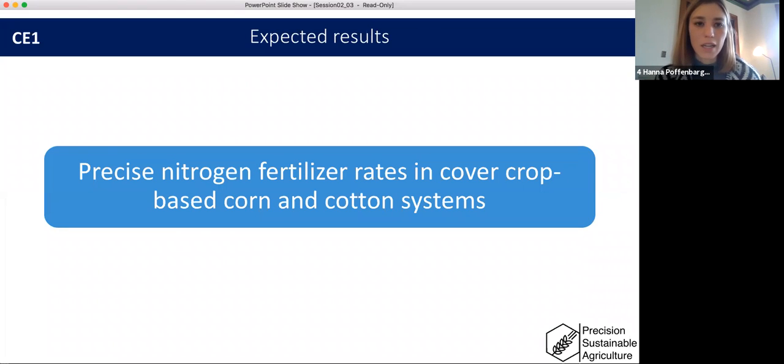And this is just to sum up, our overall goal again is to develop more precise nitrogen fertilizer rates for cover crop based corn and cotton systems regionally and cover crop specific, to add on to our overall precision agriculture goals.